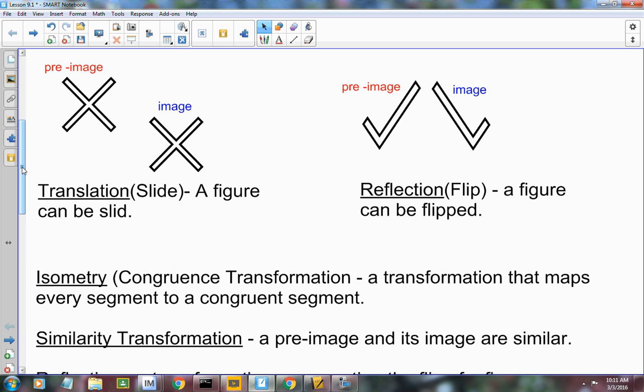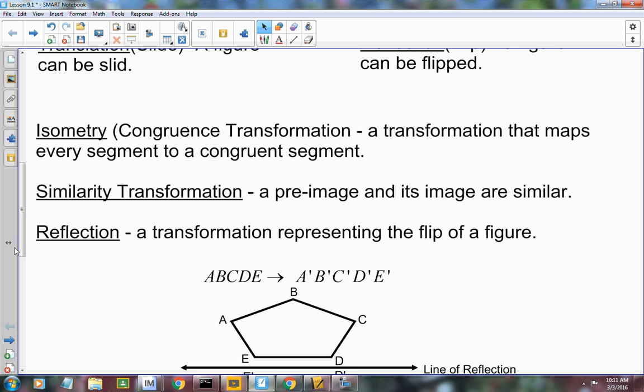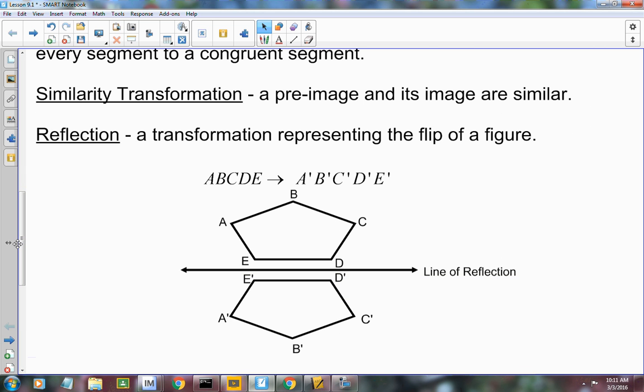Now, the ones that we're going to talk about are considered isometries. You need to know that word. An isometry is a congruence transformation, and that's when it takes your pre-image and it maps it onto an image, and the two images are congruent. They're exactly the same. The dilation that we talked about back in chapter 7 is a similarity transformation, and the pre-image and the image are similar. But in an isometry, and what we're going to talk about the next couple days, these are congruence transformations. So today we're doing the reflection, also called a flip.